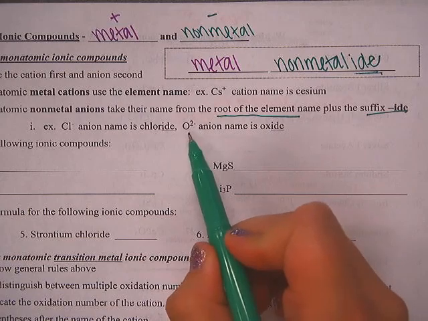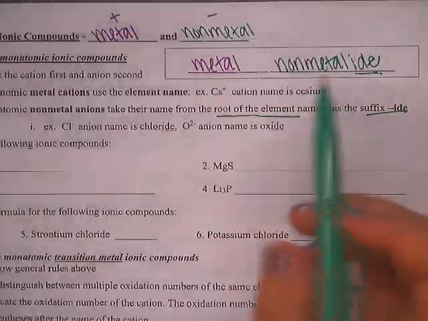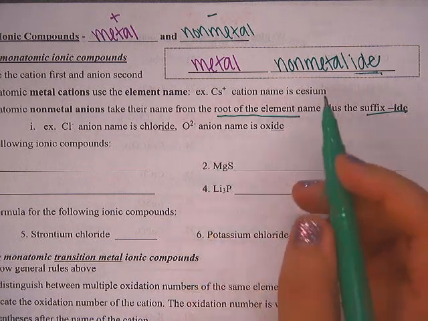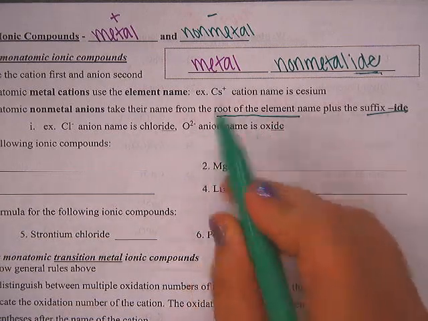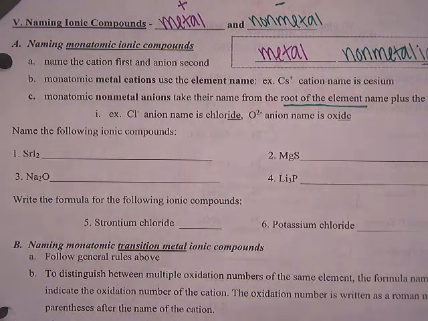And then O, what do we call that element? What is O? Oxygen. Instead of calling it oxygenide, we just cut off the oxygen part and call it oxide. So OX would be the root of that element. So when we name these, we name the metal exactly how it is on your periodic table.